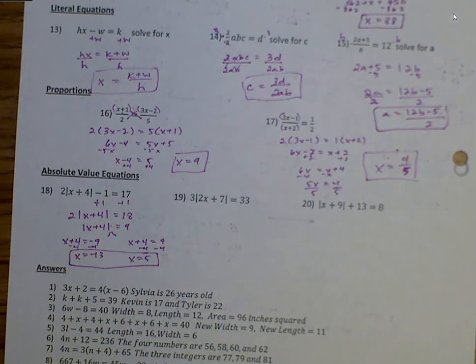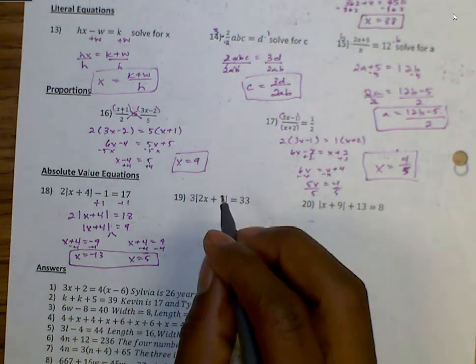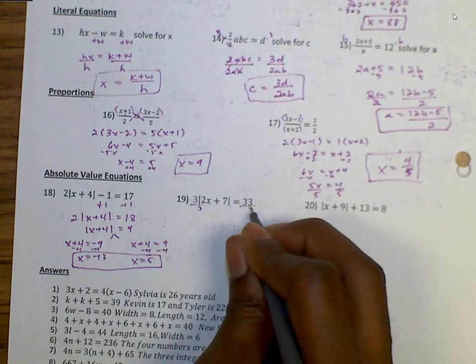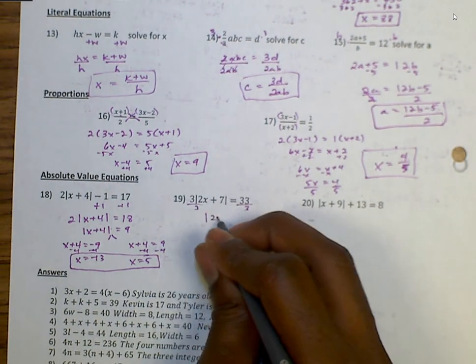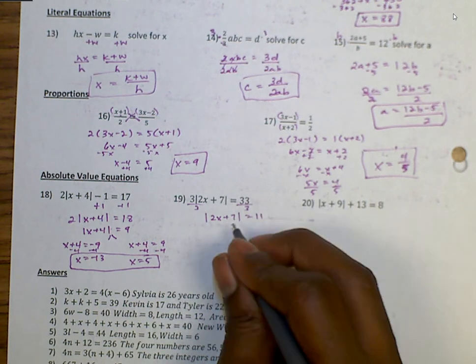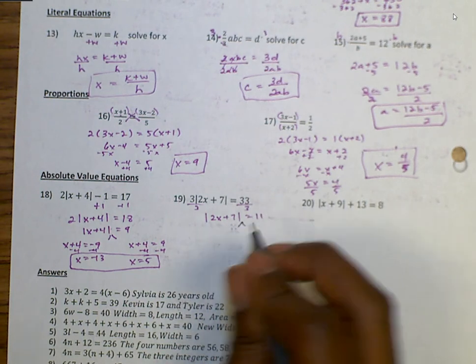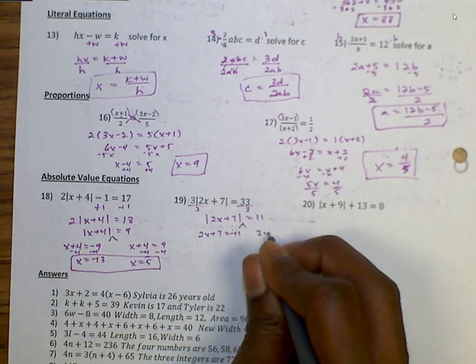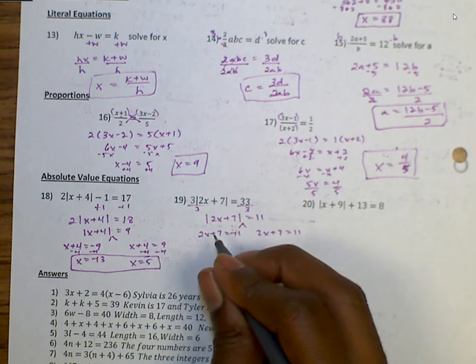Number 19, again, trying to get the absolute value by itself. Remember, we never distribute into the absolute value, so we'll divide both sides by 3. Absolute value of 2x plus 7 equals 11. From there, we'll split the problem. 2x plus 7 could be negative 11. 2x plus 7 could equal positive 11. Solve for both of these.